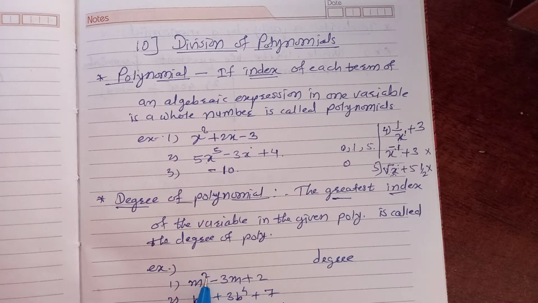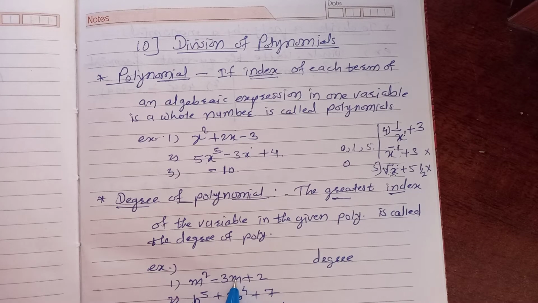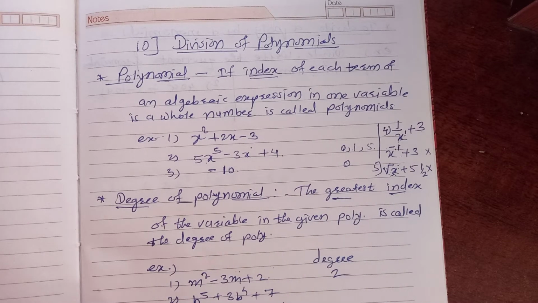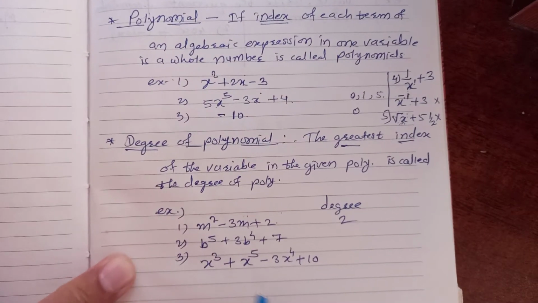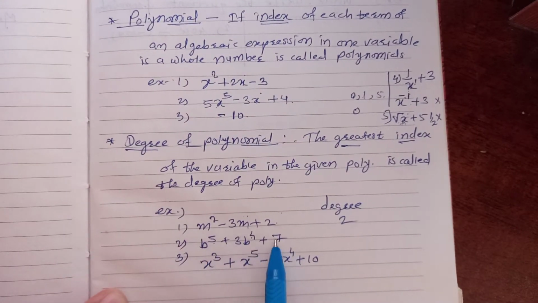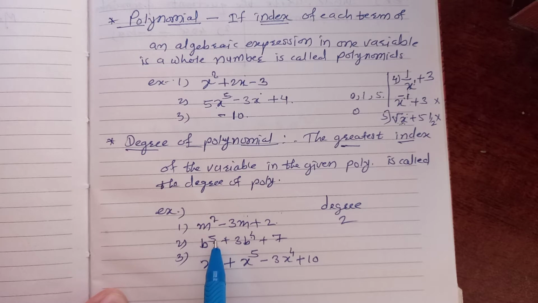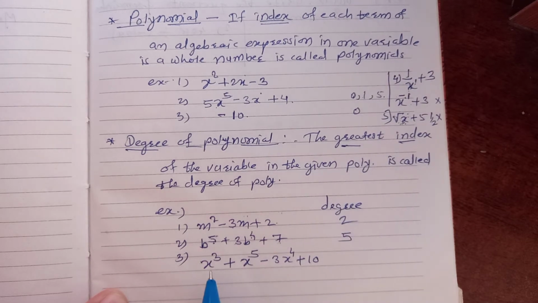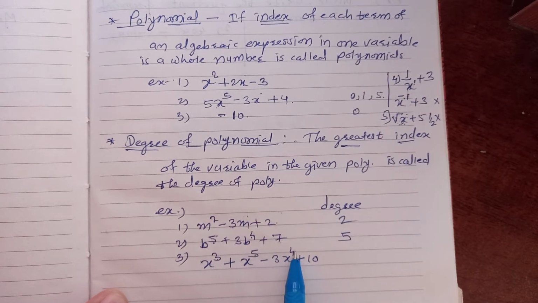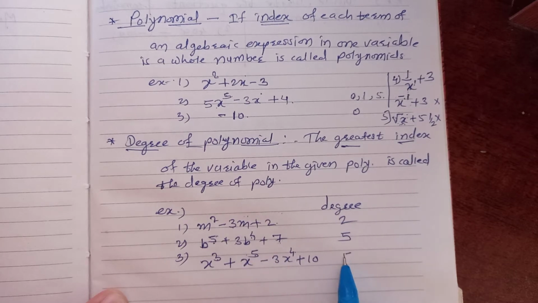See now, power means index. Here the index is 2, here 1. Here no power means 1, and here no variable means 0. So 0, 1, 2: which one is greatest? 2 is greatest, so the degree of this polynomial is 2. Similarly, tell me the degree here: b raised to 5 plus 3b raised to 4 plus 7. We can easily find that 5 is greater. Take the power, not the coefficient. The numbers are coefficients; the index, that is the power, you have to take. Between 5 and 4, 5 is greater, so the degree is 5. Here 3 power, here 5 power, here 4 power: which one is greater? 5. So the degree is 5.